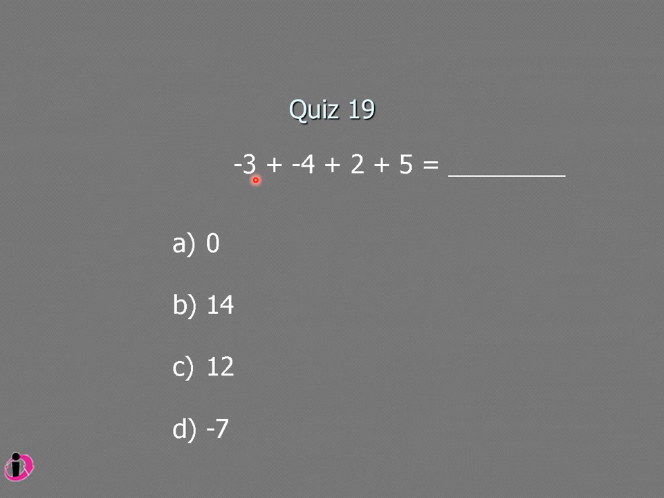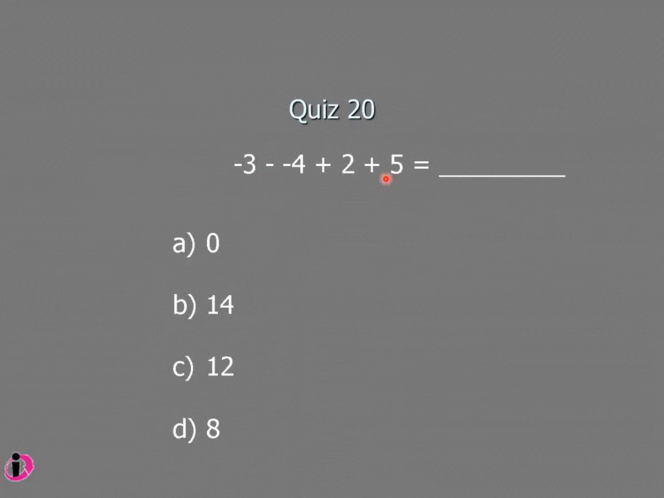But you can do it a different way. Remember I said you can always add all the positive numbers and all the negative numbers. So you have two negative numbers here, which are negative 3 and negative 4, which makes negative 7. You have two positive numbers here, 2 and 5, which makes 7 as well. So you have positive 7 and negative 7, that makes 0 as well. Let's look at another example here.